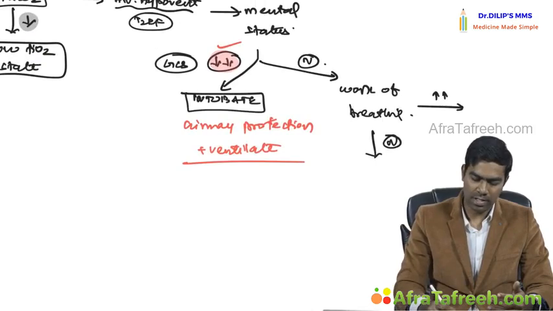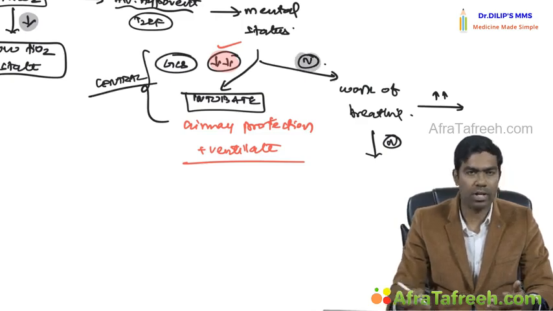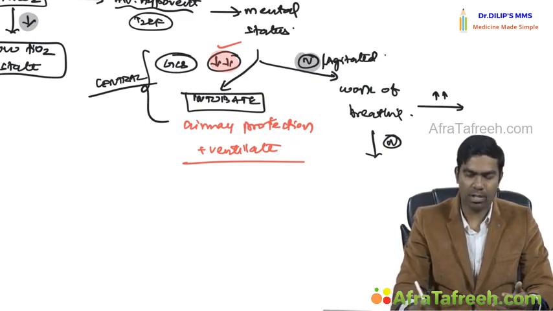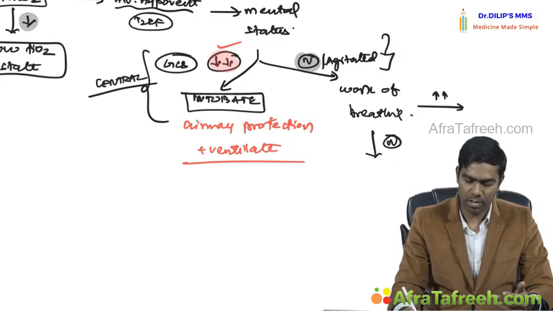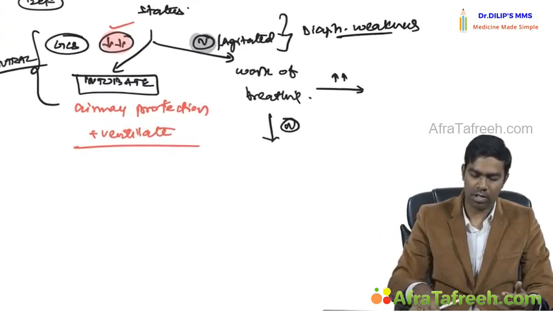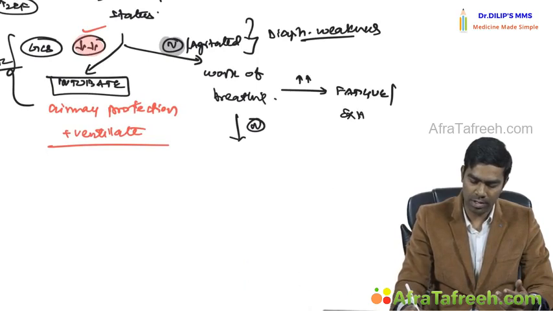Whenever the GCS is low, I can tell it's a central cause. There's no doubt about that. Now if the mental status is normal or agitated, it is likely to be a diaphragmatic cause, diaphragmatic weakness. So see the work of breathing. If work of breathing is increased, it is likely a fatigue or exhaustion related cause.